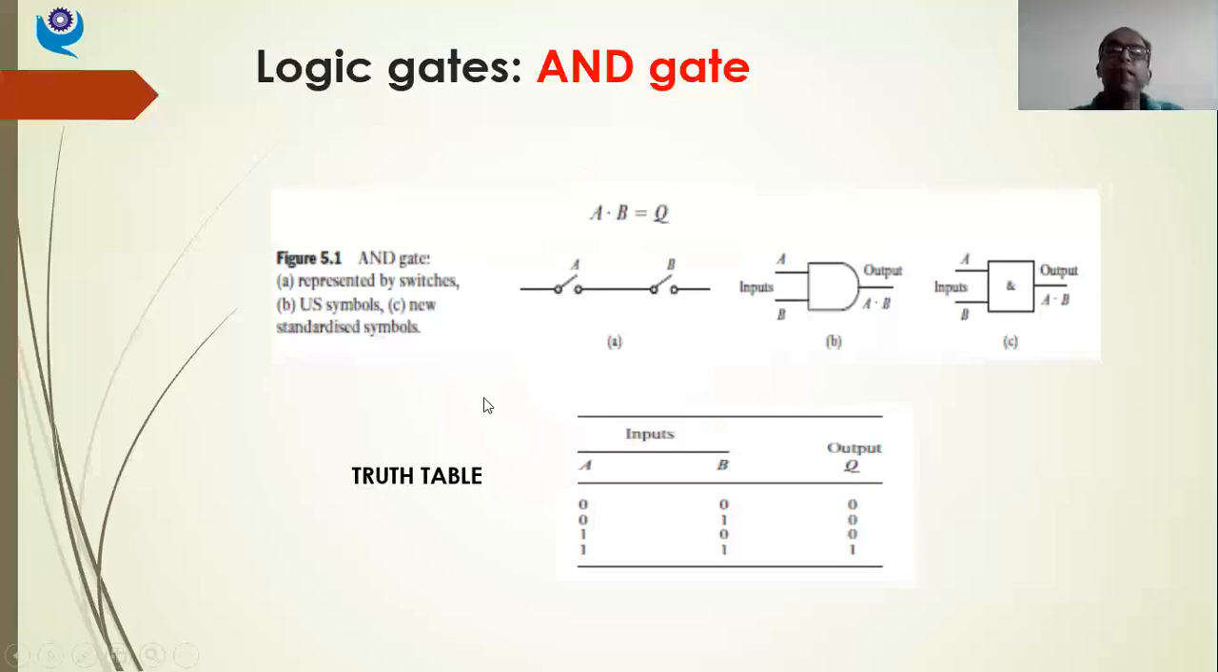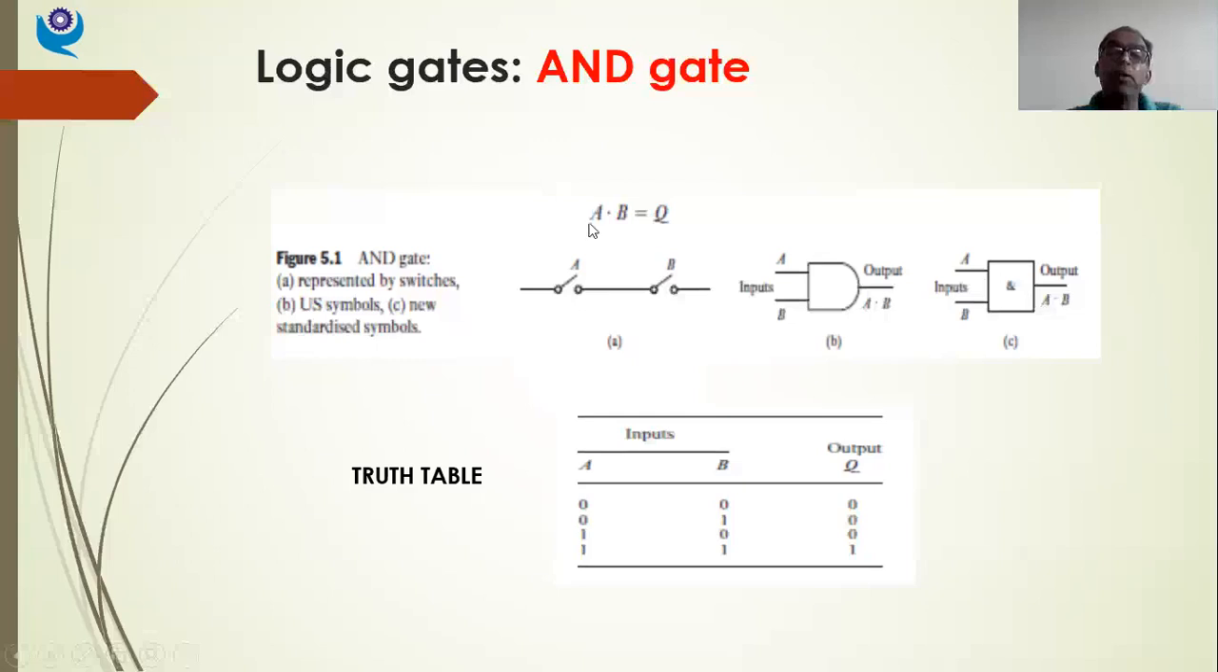Let us be attentive, friends. As I said, I have taken all these things from a book by Bolton. Remember. So AND gate, please be attentive. The first figure corresponds to representation in the form of switches, so that we can easily understand. These are the conventional US symbols, and this is the universally accepted or international symbolic representation. So these two are useful. In fact, this is the most accepted symbolic notation of AND gate.